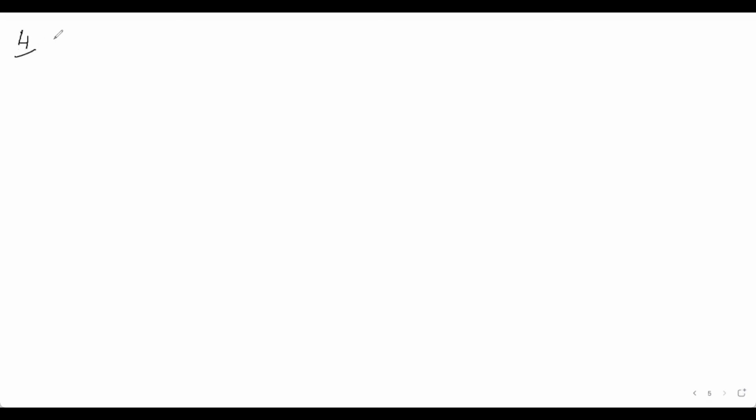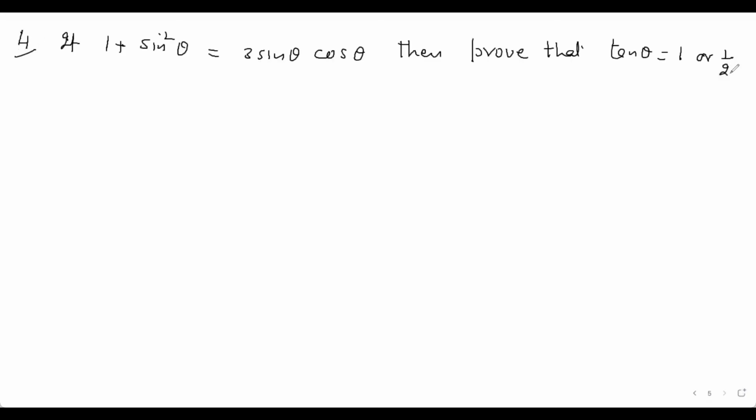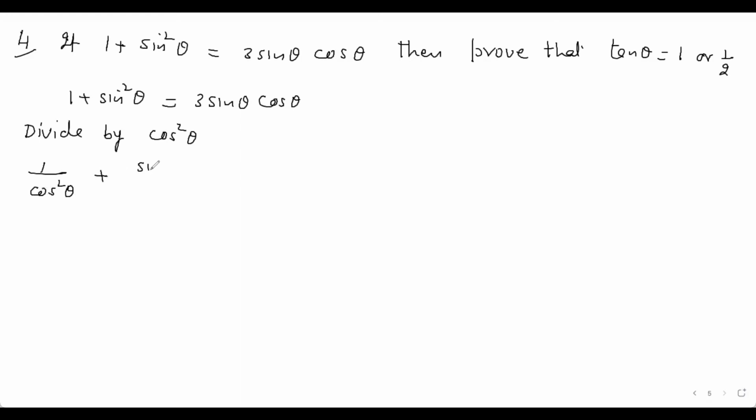This is question number 4. The question is, if 1 plus sine square theta is equal to 3 sine theta cos theta, then prove that tan theta is equal to 1 or 1 by 2. Now I have 1 plus sine square theta is equal to 3 sine theta cos theta. Divide by cos square theta. I'll have 1 over cos square theta plus sine square theta upon cos square theta, equal to 3 sine theta cos theta upon cos square theta.